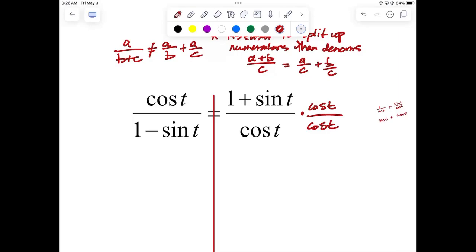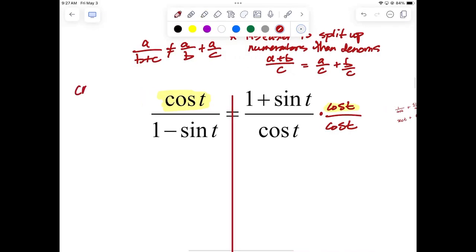Here's the strategy, and I like what you did there. You're thinking a couple of steps ahead. Here's what I thought you were going to say. The left side has a factor of cosine in the numerator, doesn't it? Why not go ahead and create what we need? Let's create what we need.